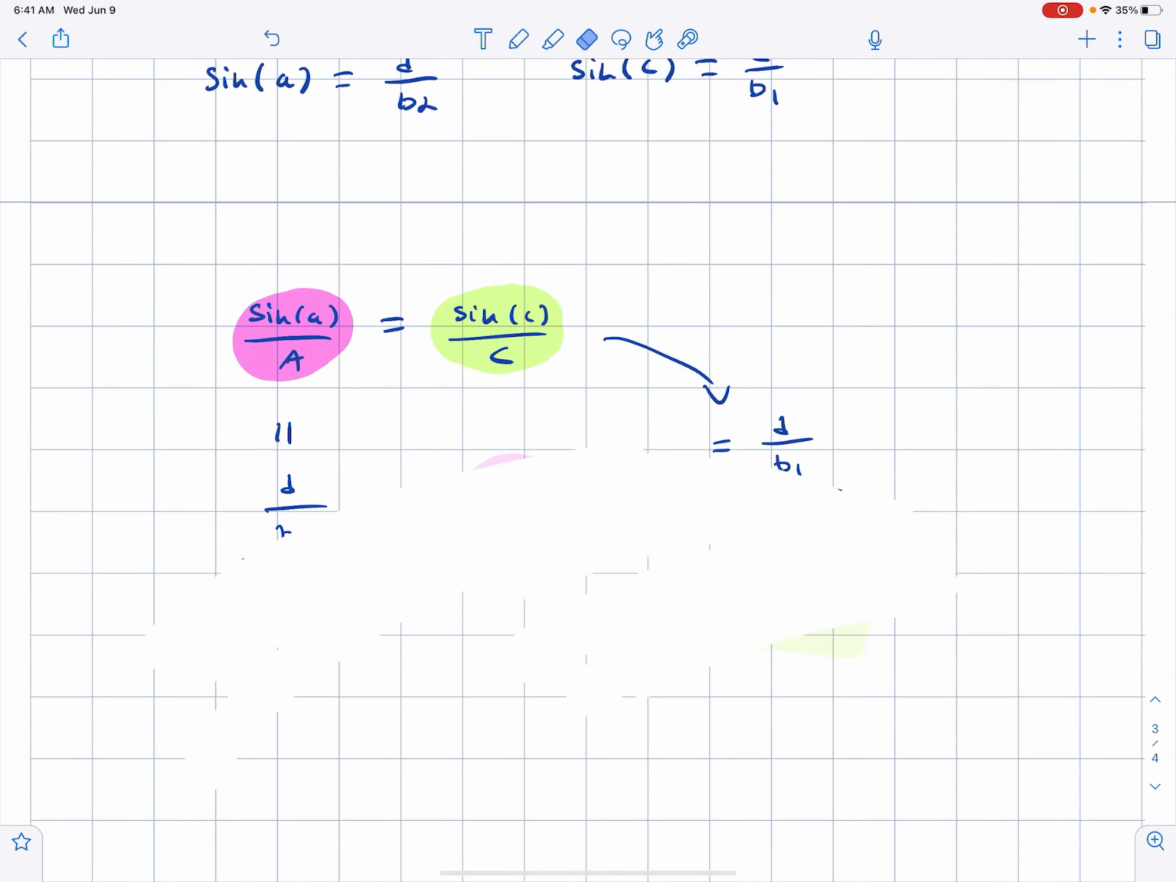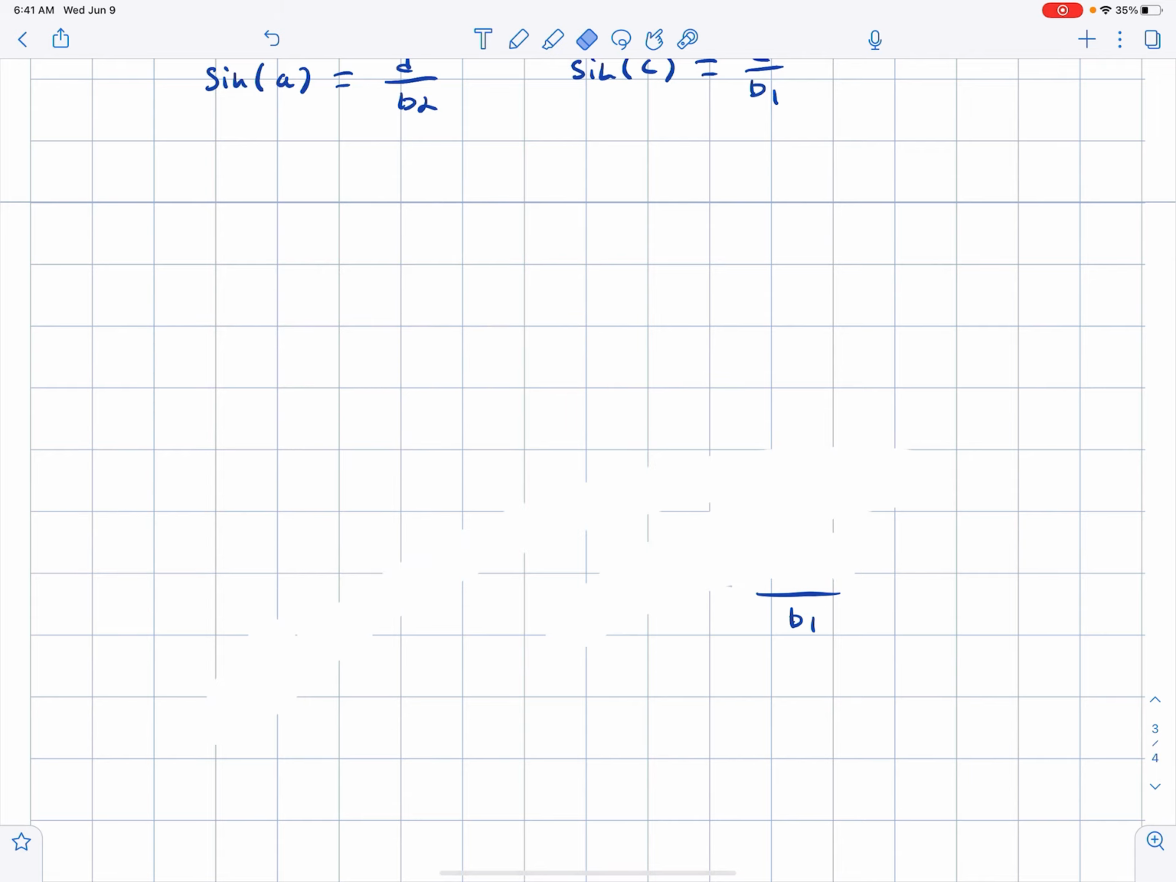Did I mess up the proof? What's wrong with me?